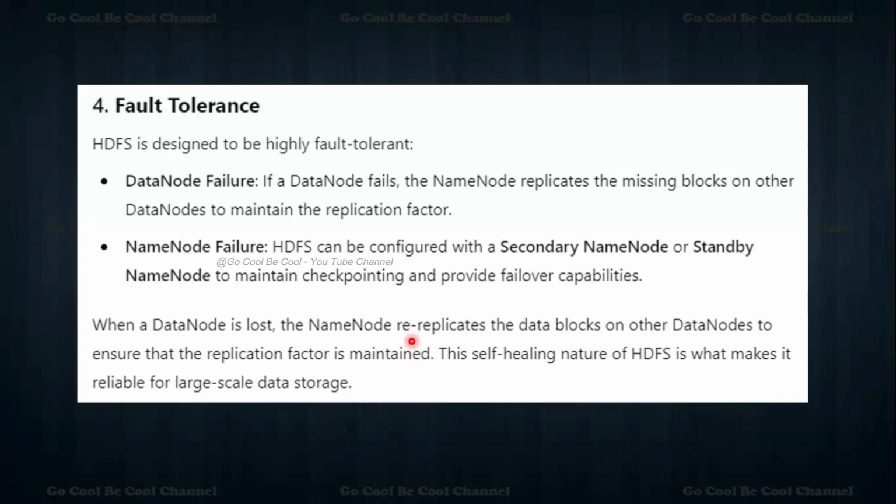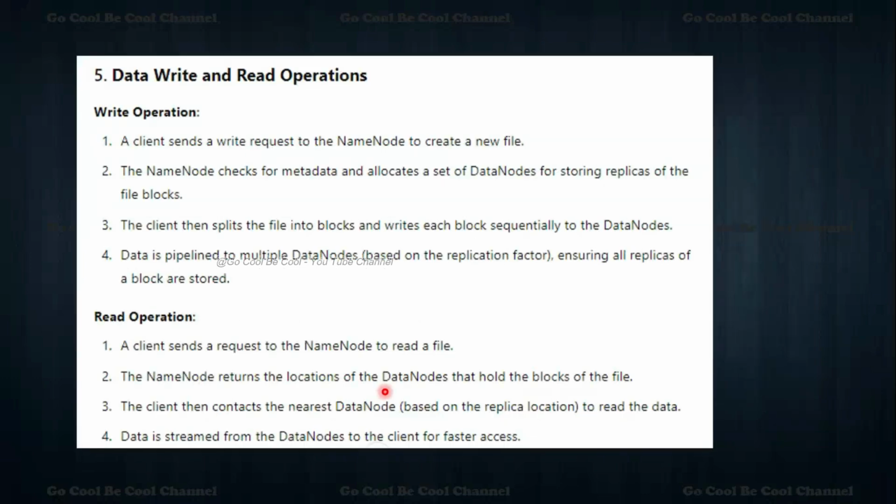So data write and read operations. For the write operation, the client sends a write request to the name node to create a new file. The name node checks the metadata and allocates a set of data nodes for storing replicas of the file blocks. The client then splits the file into blocks and writes each block sequentially to the data nodes. Data is pipelined to multiple data nodes based on the replication factor, ensuring all replicas of a block are stored.